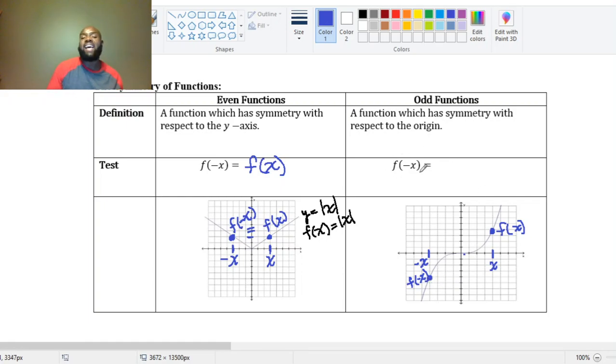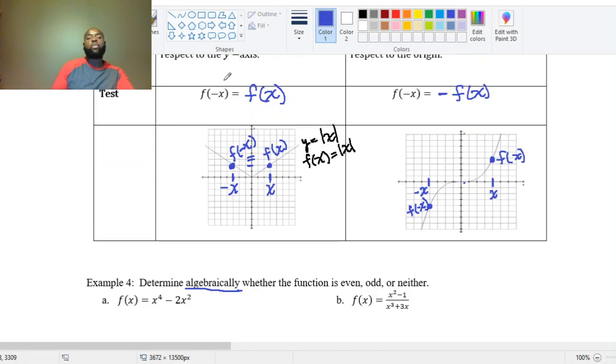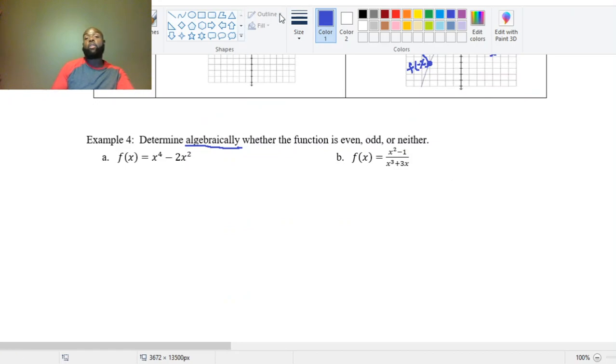And so if I want to test, then this means that the functional value evaluated at the negative x is the opposite of the value I get when I plug in the positive value, all right? And so this is the test. Let's put this into practice. Determine algebraically, that means we want to see some work, whether the function is even, odd, or neither. Notice that the test always starts with plugging in the negative x, right? And so I'm going to plug in or replace x with negative x.